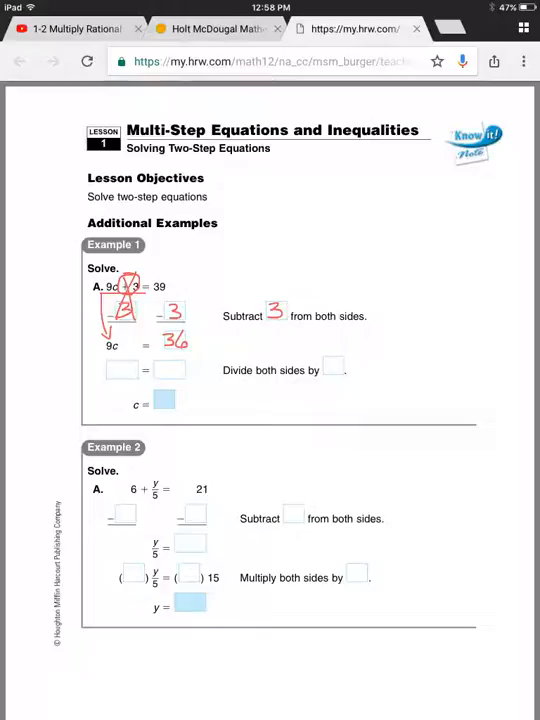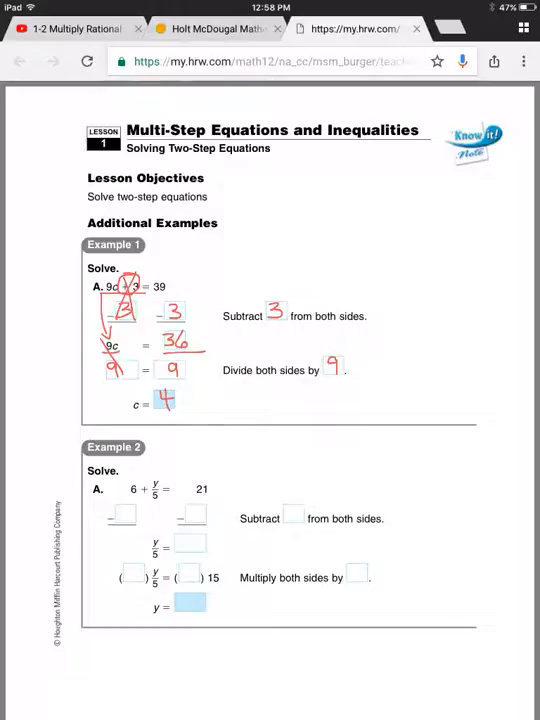Now we still have a variable side with a coefficient, so we know that when we have a coefficient of a variable, they're being multiplied, so we divide both sides by the coefficient, which in this case is 9. So divide by 9. That cancels your coefficients out. You bring down your c, and 36 divided by 9 is 4.